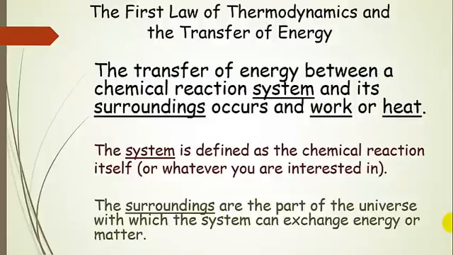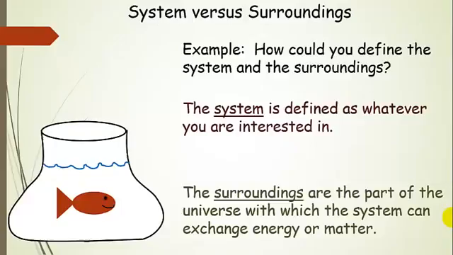So we'll see a non-chemistry example in just a second. The surroundings are that part of the universe that the system can exchange energy or matter with, the part of the universe that is interacting with that system. So how could we define these system and surroundings?